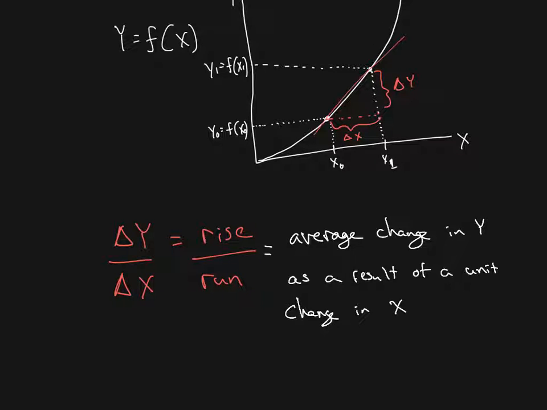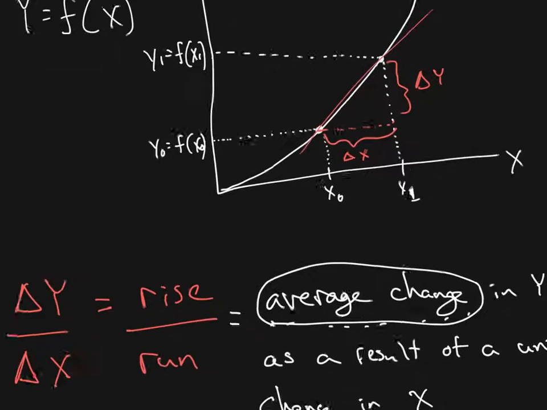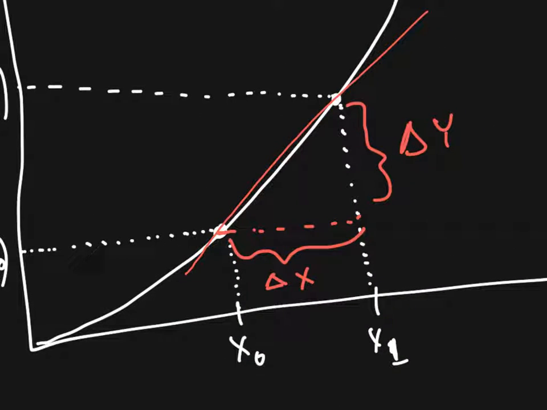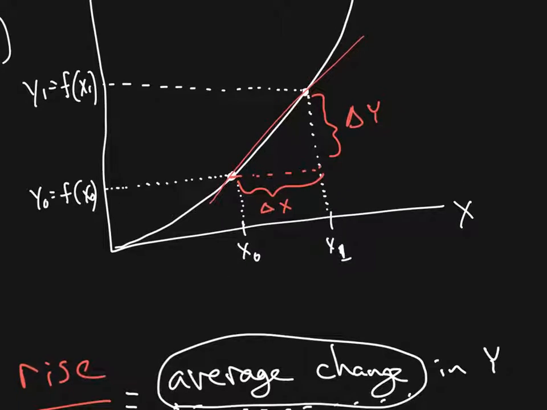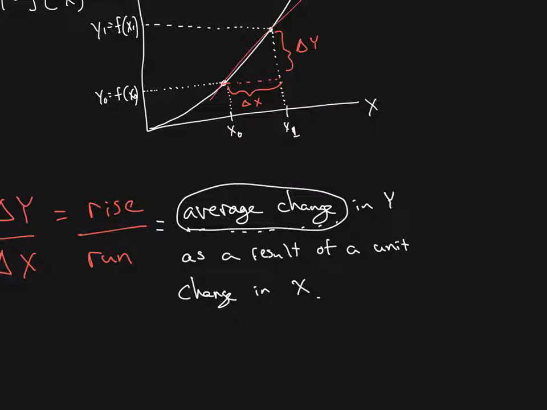But there's one more caveat: this average only really applies to the small part of the curve that we're looking at. The part of the curve we're looking at is this one right here. We're only looking at the part of the curve between x0 and x1. We're not considering the part of the curve before x0 or after x1. We're just looking at the average rate of change between x0 and x1, when we plug those values into the function to get the resulting y values.